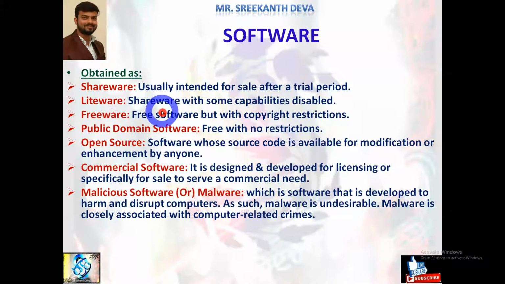Lightware is shareware with some capabilities disabled. Freeware is free software but with copyright restrictions. Public domain software is free with no restrictions. Open source software is software whose source code is available for modification or enhancement by anyone. See, the term open source software, also called OSS, refers to publicly accessible computer software with its source code that can be modified and shared.